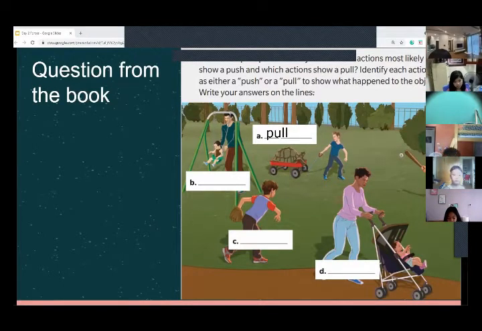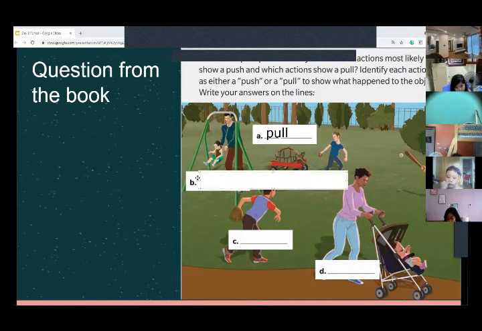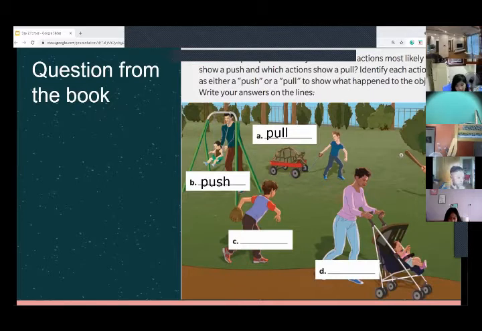Very good job. Lily, can you do another letter for me? Any letter you want. Push. But what letter? Is it B? Yes. Okay, you're correct. B is a push. Let's have Ben. Could you do our next letter, Ben?